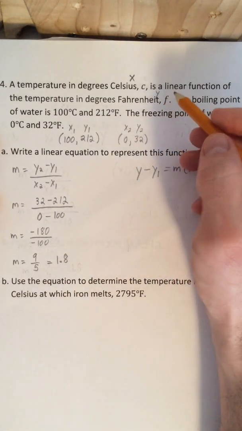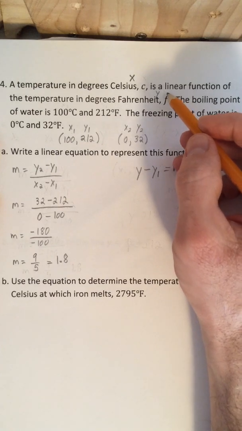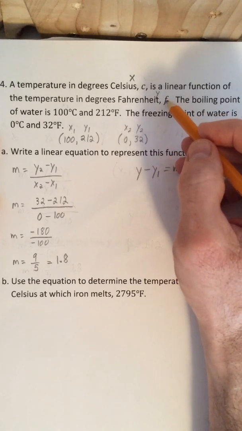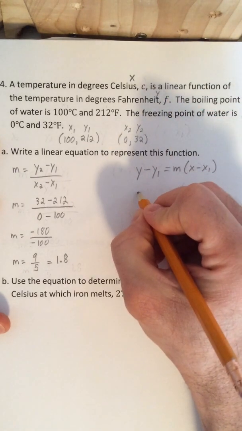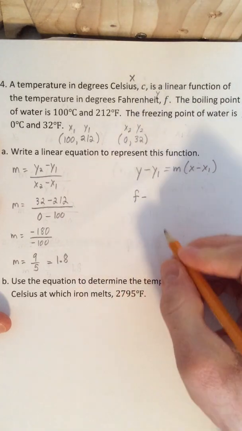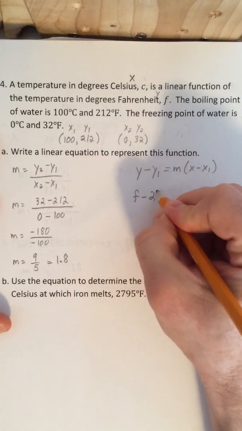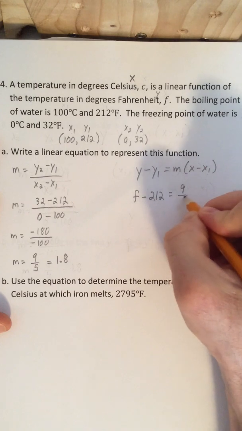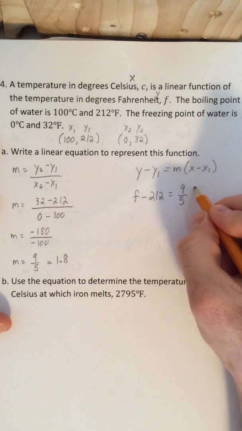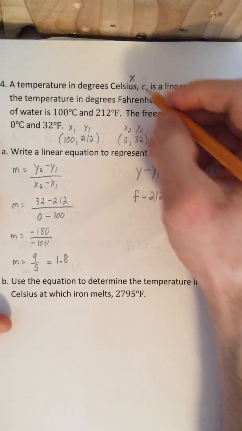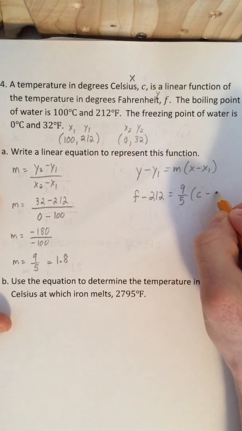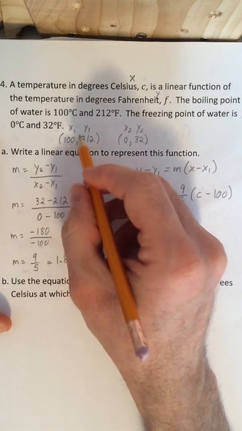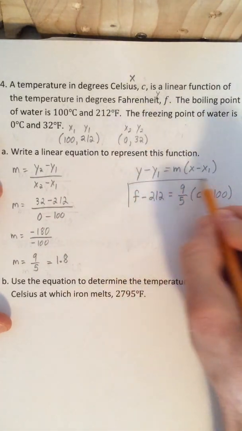Now I'll just remind you that since I called my y values F, I should be replacing y with F. So this equation is going to be the degrees Fahrenheit minus 212 is equal to the slope, which is 9/5, or if you wanted, you could use 1.8 here. And then since x is really Celsius, I'll call it C subtract 100, since this is the x value in this point. So this is what my equation would look like.